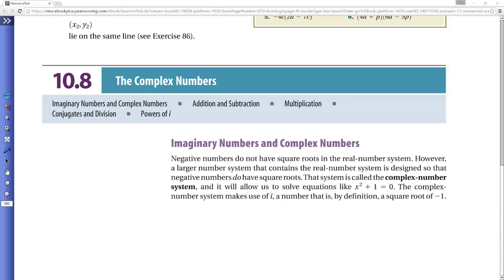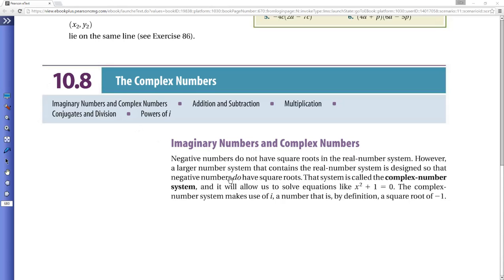Chapter 10, Section 8, the last section of Chapter 10. We're going to talk about a new number system. With radicals, especially even nth roots, we have a real issue if there is a negative underneath, like the square root of -4. There is no real number solution to that. So what they've done is put together a new number system to deal with issues like that.